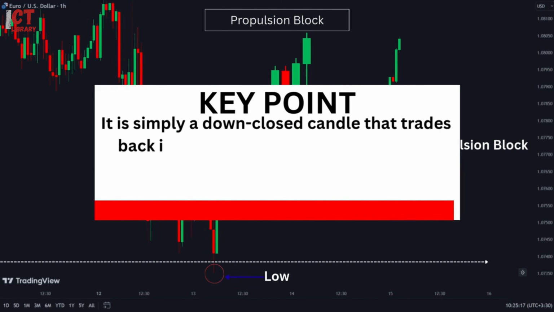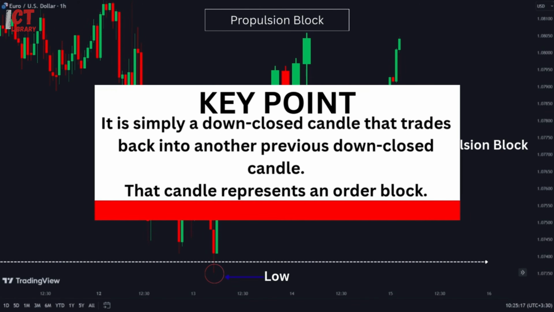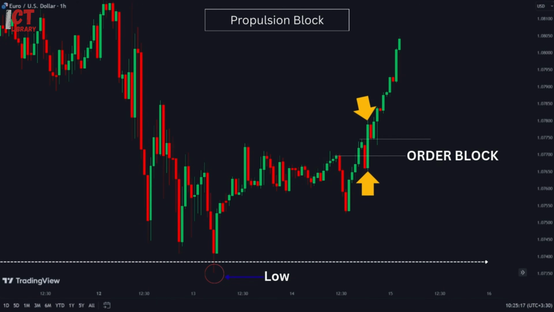Again, the concept is straightforward. It is simply a down closed candle that trades back into another previous down closed candle. That candle represents an order block. The down candle trades into that order block, which creates a bullish condition. After that, price moves higher and then returns to test this candle again.